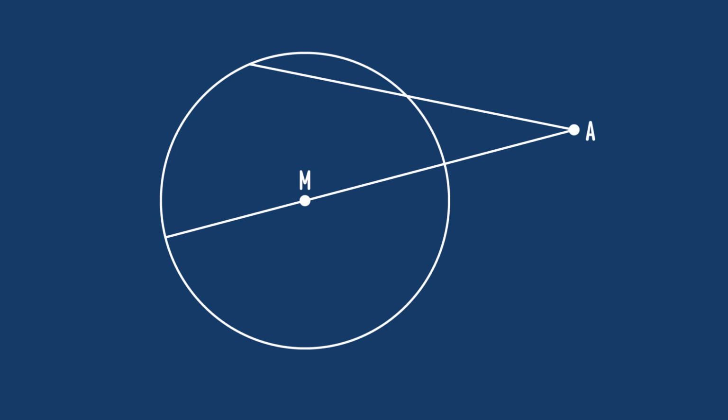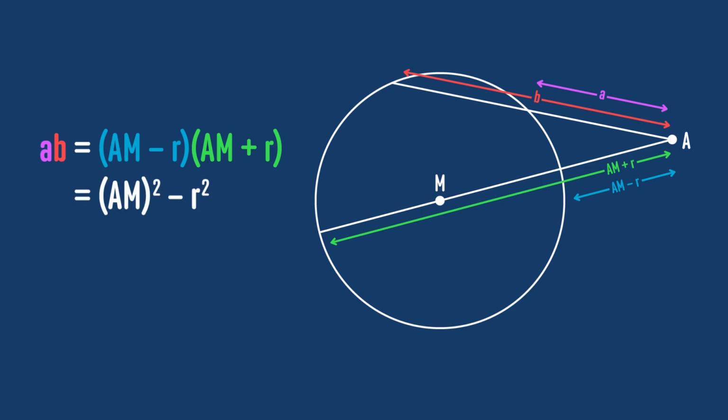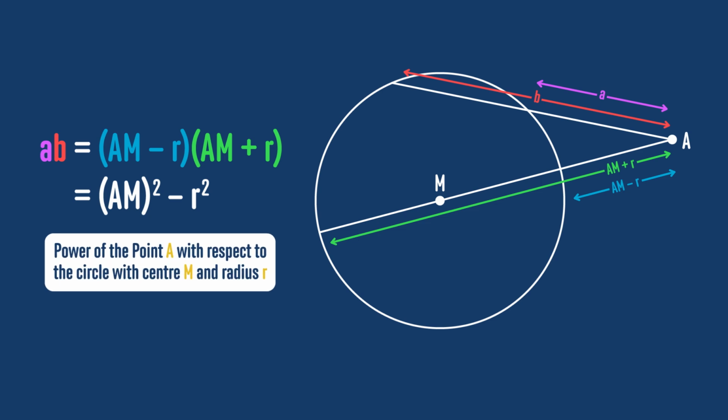The distance from the intersection point to the closer point on the circle is AM minus R, where R is the radius of the circle, and the distance from the intersection point to the further point on the circle is AM plus R. So the intersecting secants theorem tells us that AB equals (AM plus R) times (AM minus R), which is the difference of two squares expression that you can multiply out to give AM squared minus R squared. This difference of two squares is referred to as the power of the point A with respect to the circle with centre M and radius R.